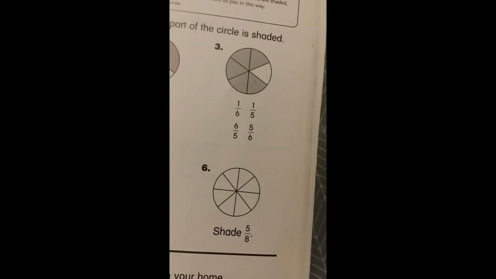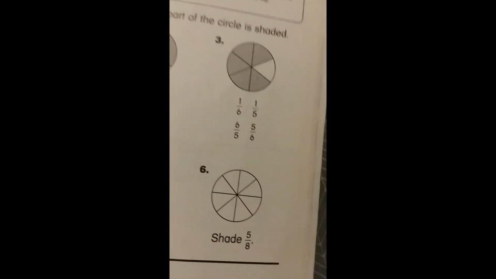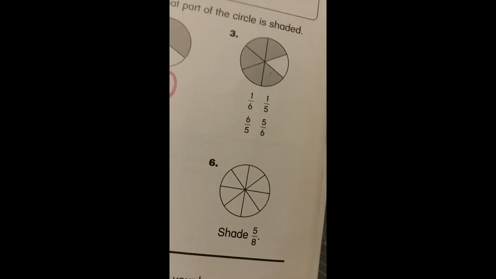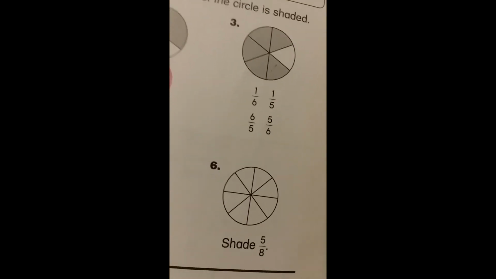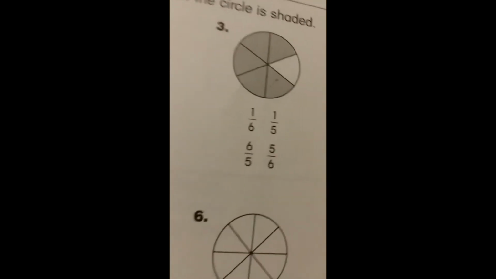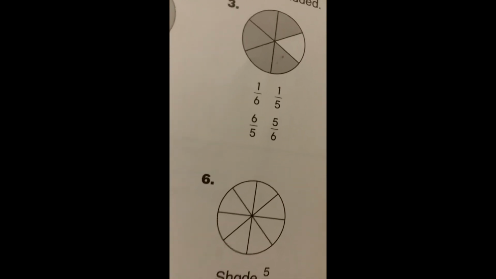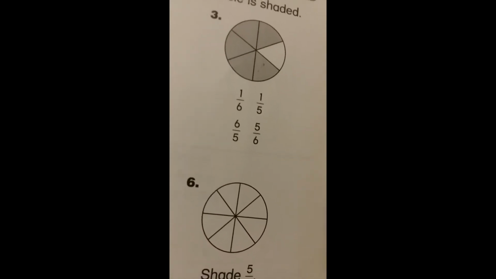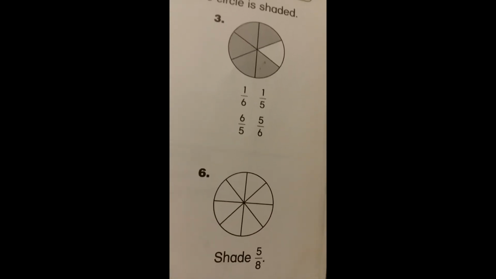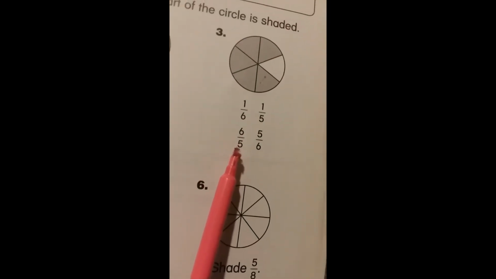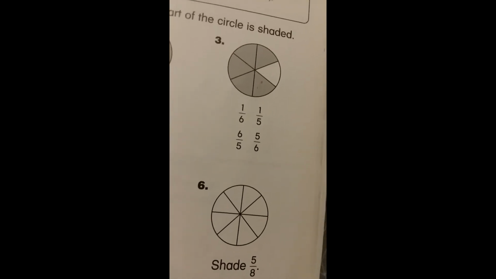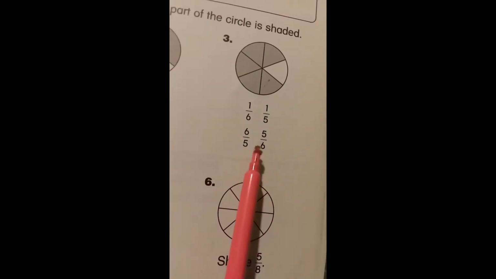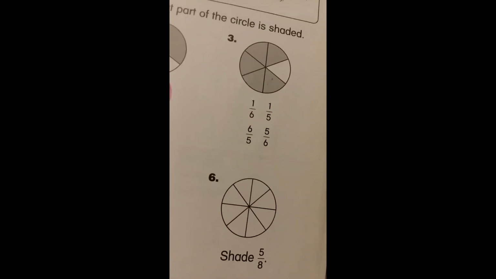Okay, I don't know. You don't know? So which one has 5/6? So 5 and 6. 5 parts shaded and there's 6 parts. So you want to find one that says 5 over 6. Which one says 5 over 6? This one? Nope. That says 6 over 5. Oh, okay. So that's right. Just circle it.